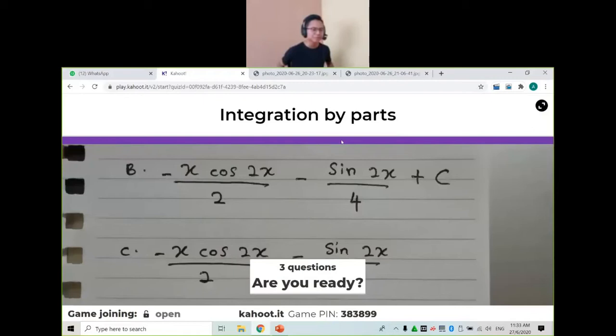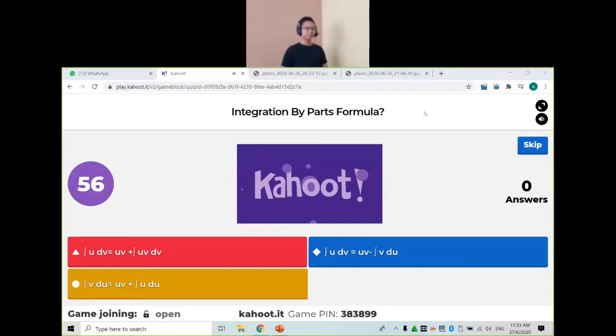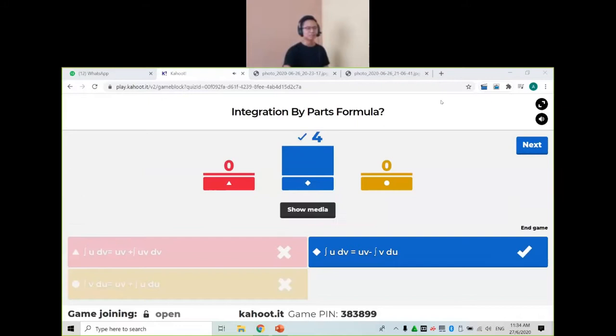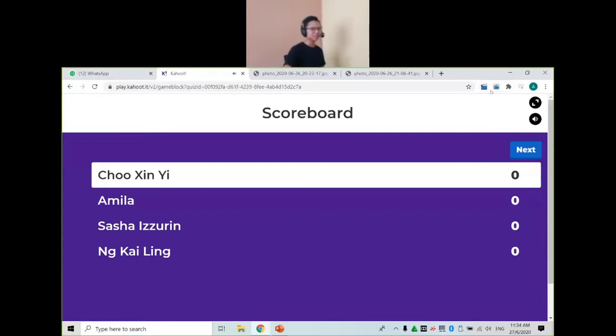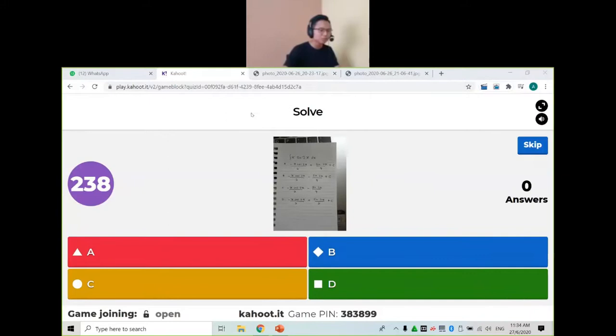So the first question is the integration by parts formula. Okay, all of you are correct. Okay, Chu Zingyi is the first now. So the second question: the question is too small, so I show you first. So this question.